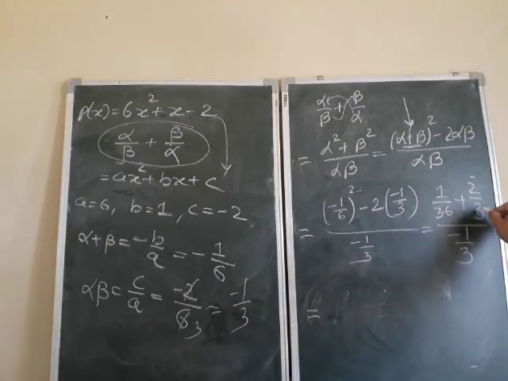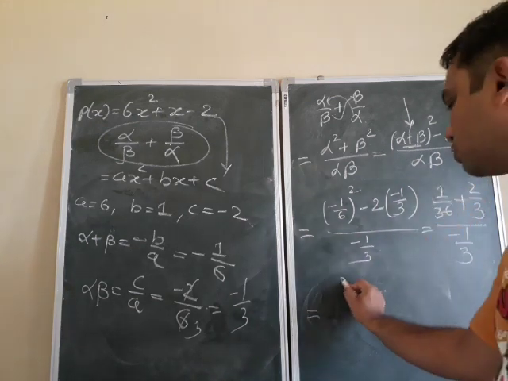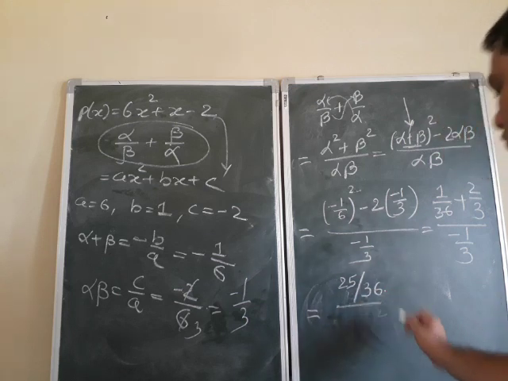Okay. Now first I calculate the numerator. See here 36, here is 3. So total LCM is 36. So this is multiplied by 12. So 12 into 2, 24, 24 plus 1. So 25 upon 36. Okay.